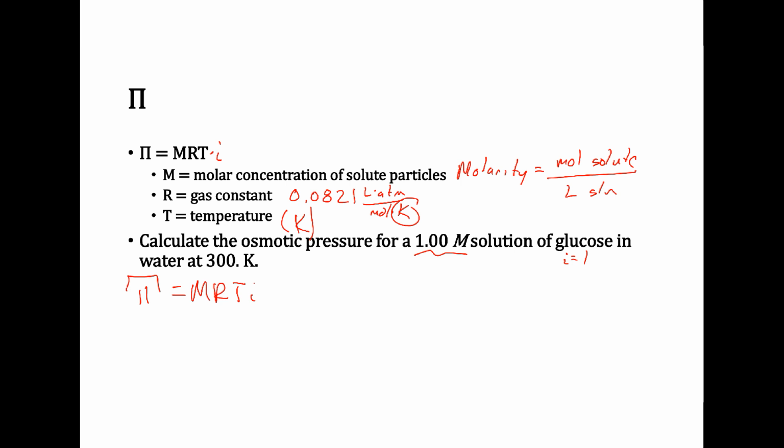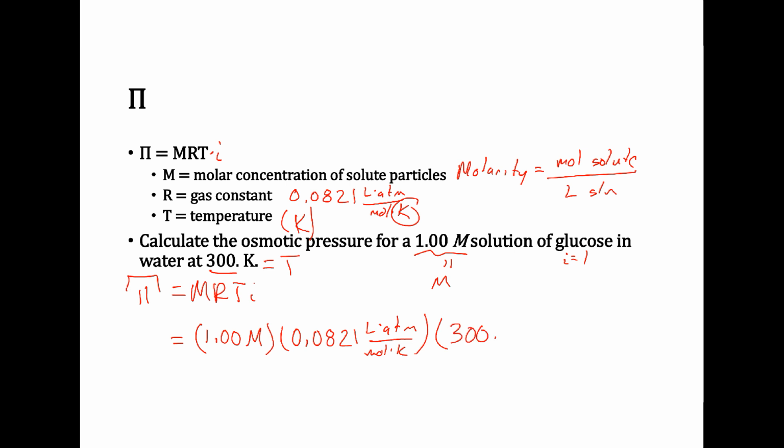And here, this is our molarity. Our temperature is already given in Kelvin, so we can plug right in. We have 1 molar times our gas constant times our temperature. Then the Van Hoff factor is 1 in this case. So when we plug this in, the osmotic pressure is equal to 24.6 atmospheres.